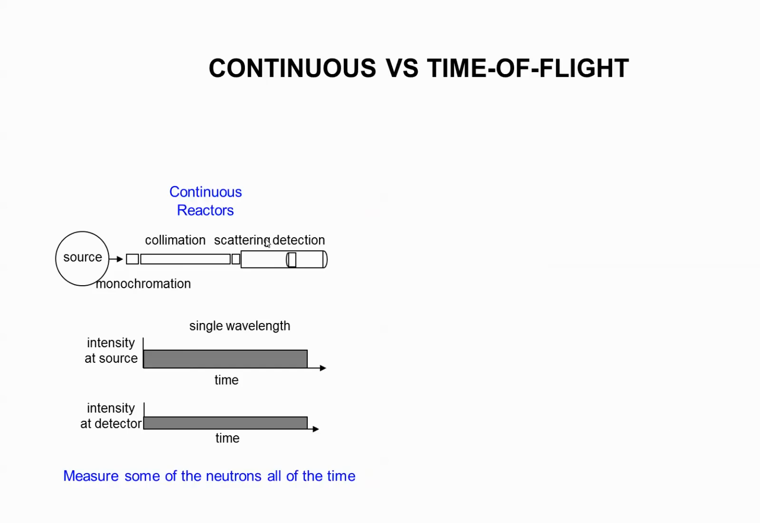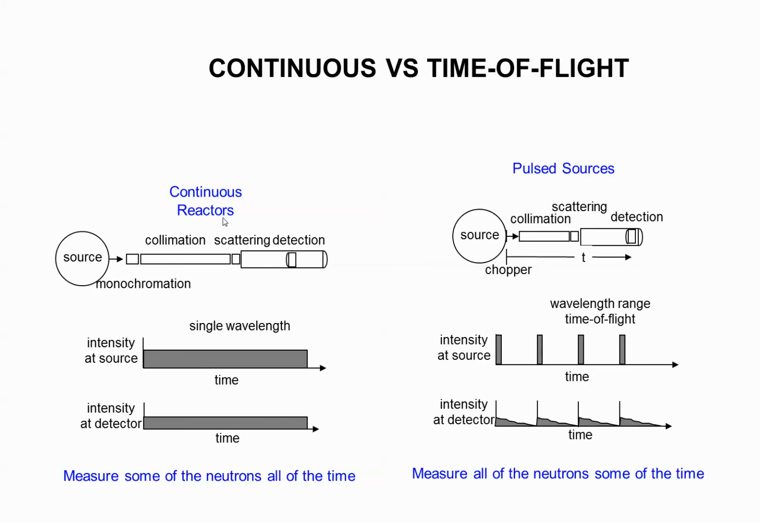Continuous versus time of flight. Continuous reactors have a monochromator, and pulsed sources have a chopper. So in a continuous method, we choose one wavelength out of the white beam coming out of the source, and the neutrons are constant coming out of the source as well as at the detector. We use only one wavelength, some of the neutrons all of the time.